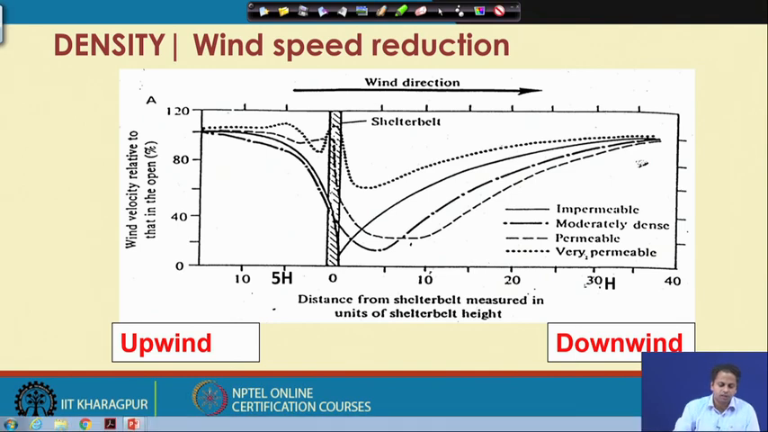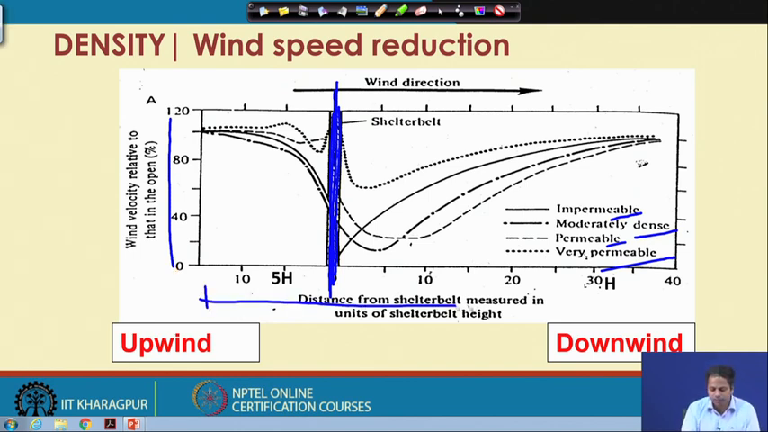Now, this diagram shows the effect on wind speed reduction if you are using different kinds of layers: impermeable layers, moderately dense permeable layers and very permeable layers. Let us say this is our wind barrier, in the form of a windbreak or shelter belt, and on the y axis we have wind velocity relative to the open condition, and on the x axis we have distance from the wind barrier. So, this is our wind barrier, this is our windward side and this is our leeward side.